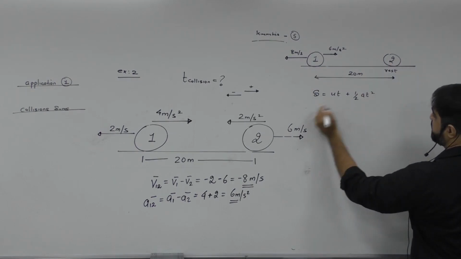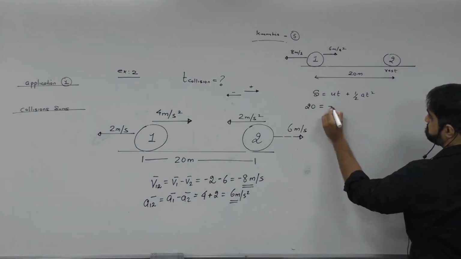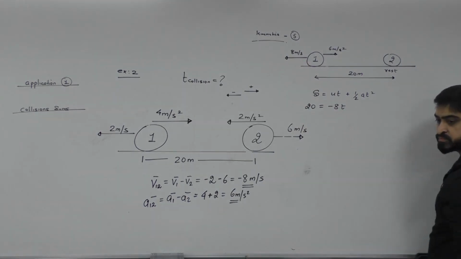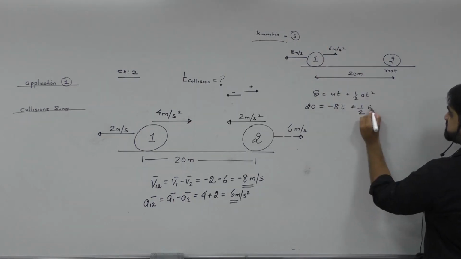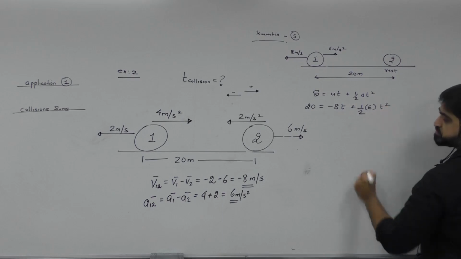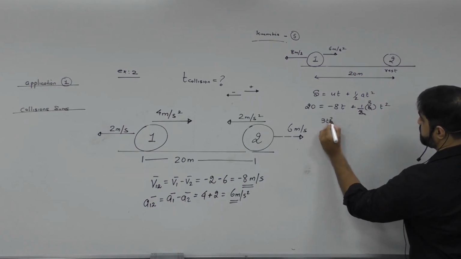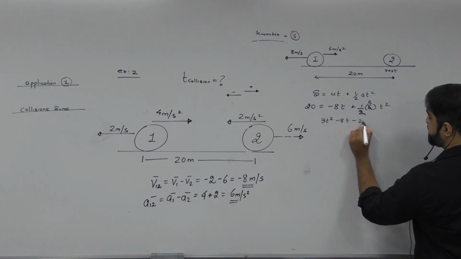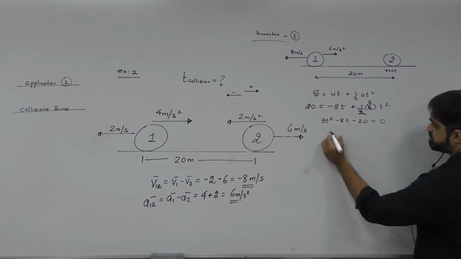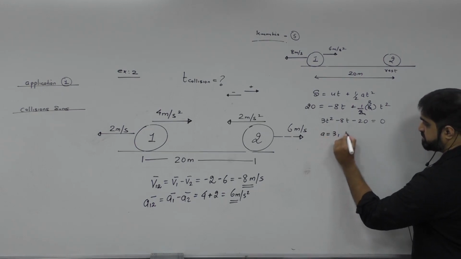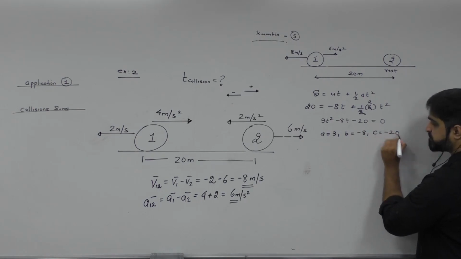Can I use S is equal to ut plus half at square? S is 20. U is bacha minus 8. T I don't know. Plus half A. A is plus 6. T square. So can I say this will be 3t square minus 8t minus 20 is equal to 0. So A will become 3, B will be minus 8 and C will be minus 20.